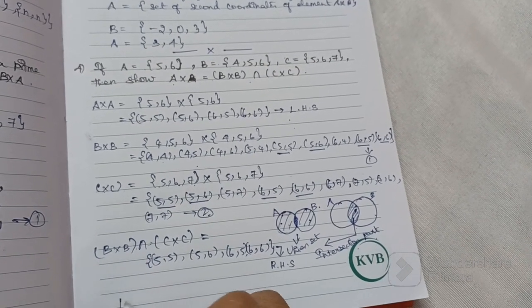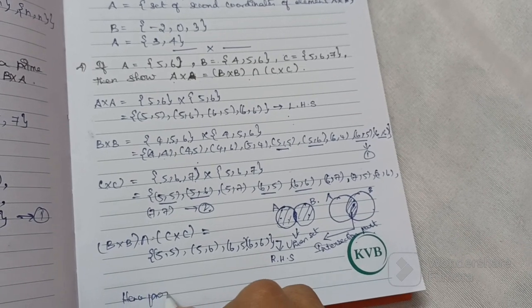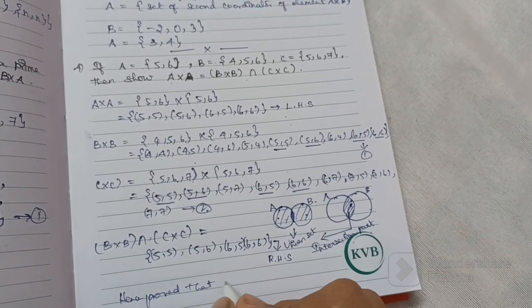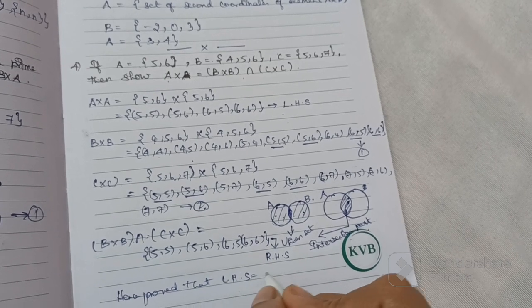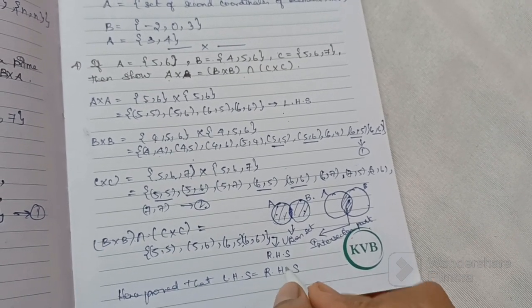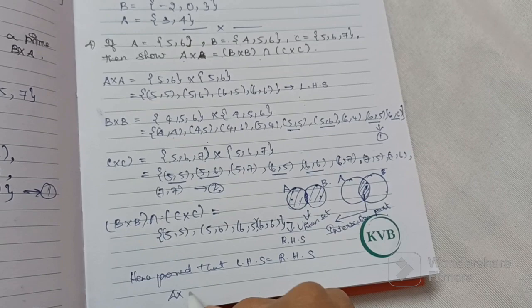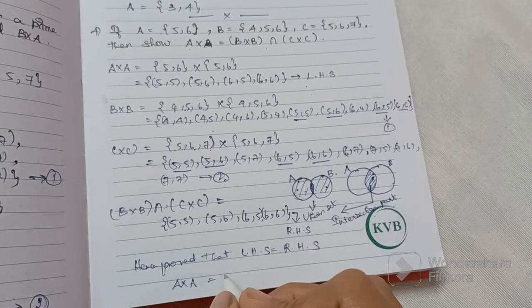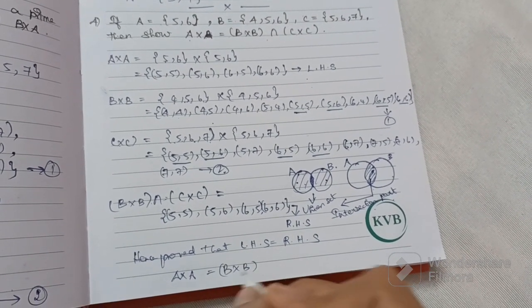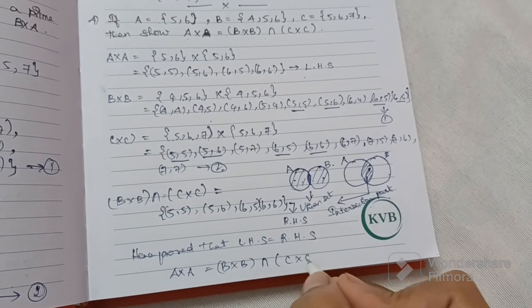So hence proved that LHS is equal to RHS, that is A cross A is equal to B cross B intersection C cross C.